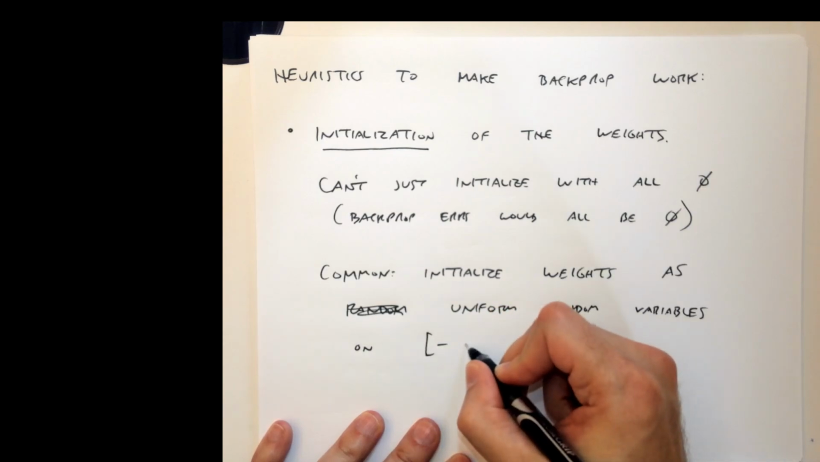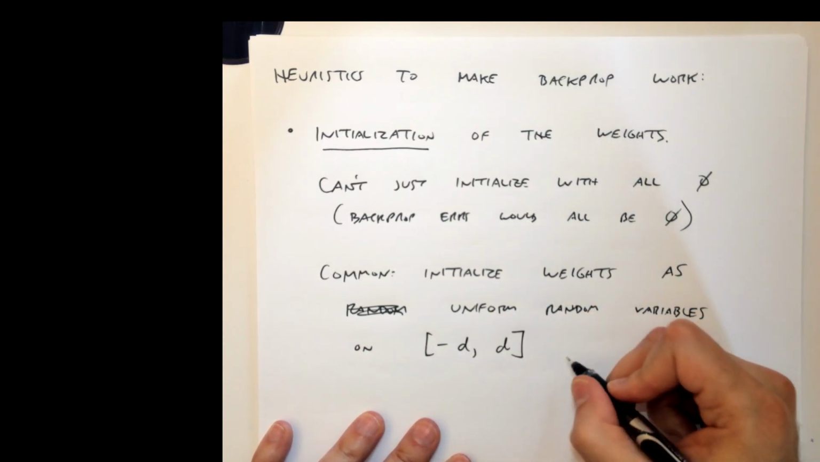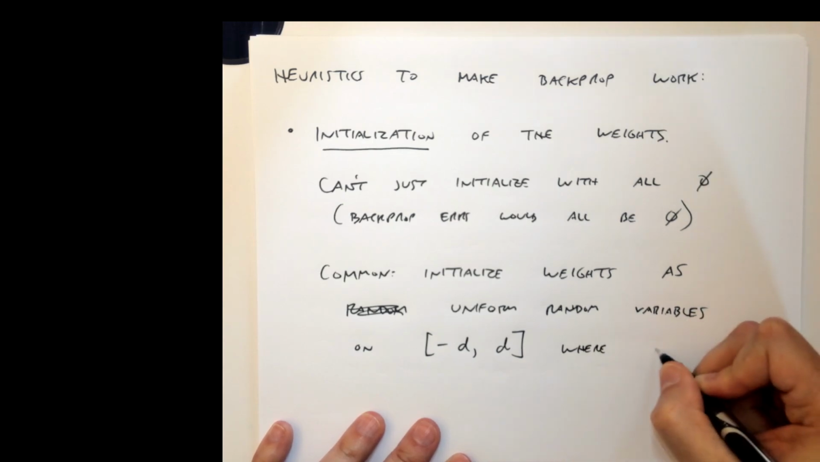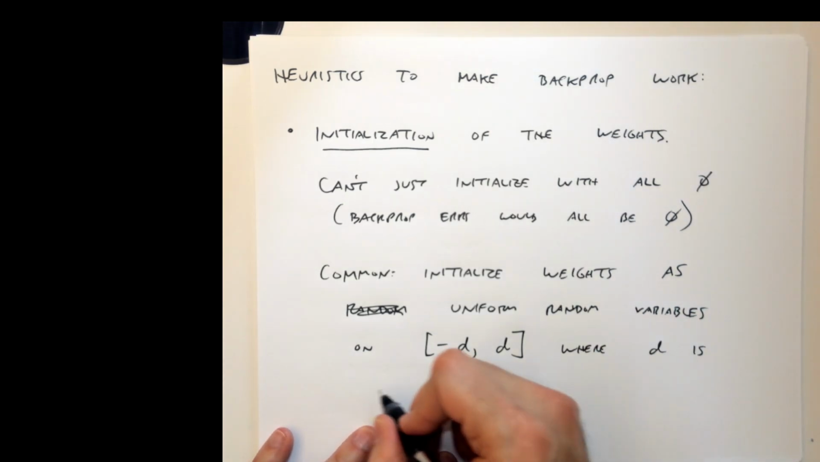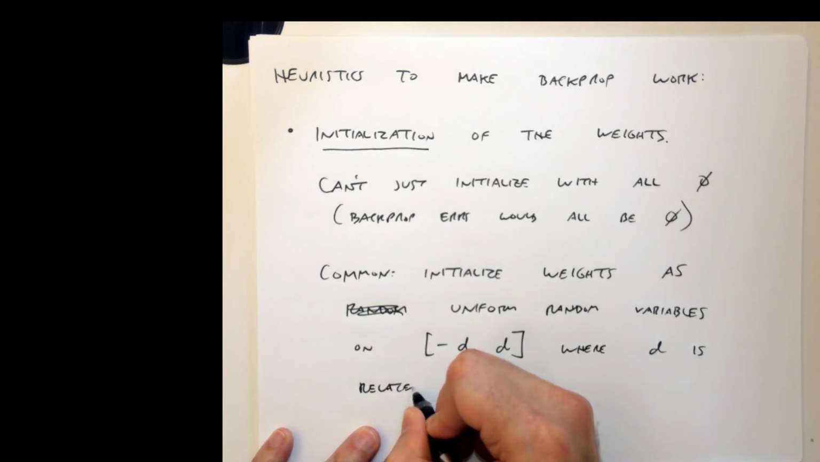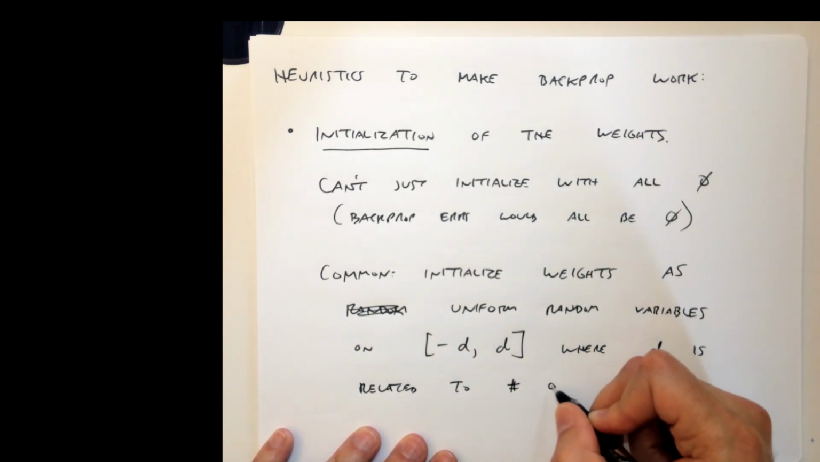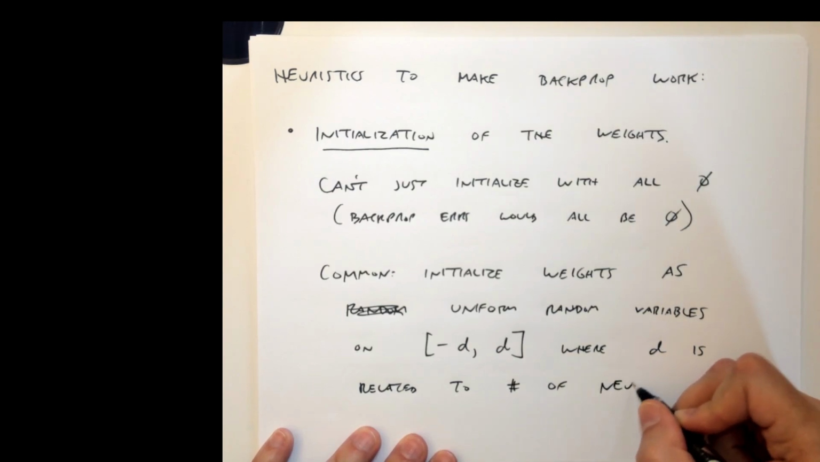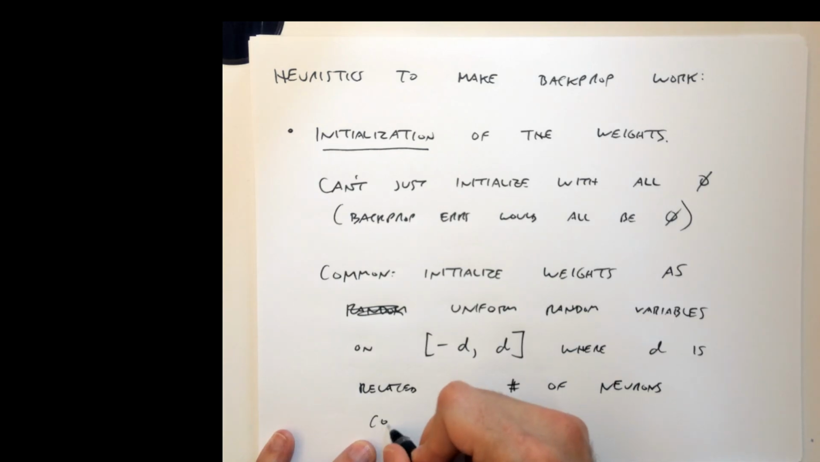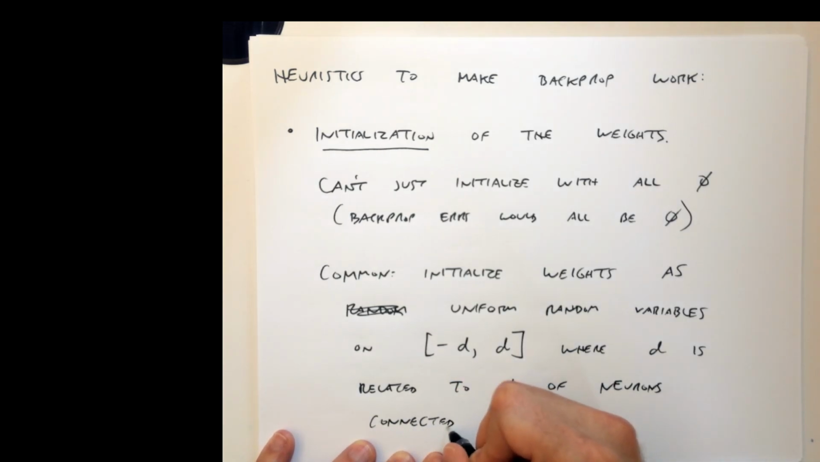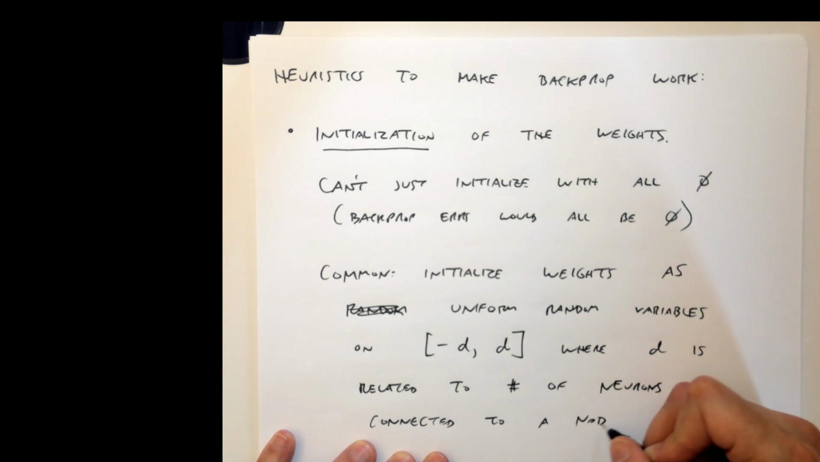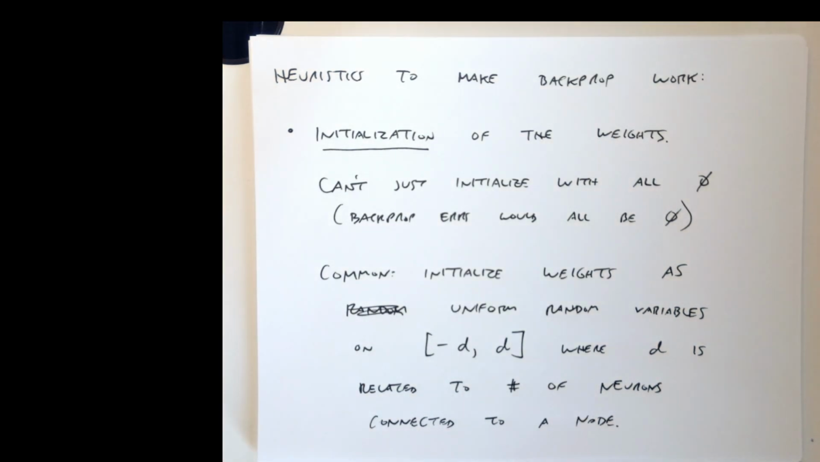On the range minus d to d, where d is related to the number of neurons connected to a node. Again, these are not hard and fast rules. There are many ways of doing it, but this is one standard way of doing it. You look at how much stuff is coming in, and you make a uniform random variable that's related to that number, okay?